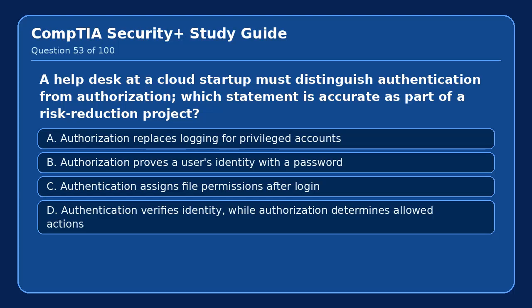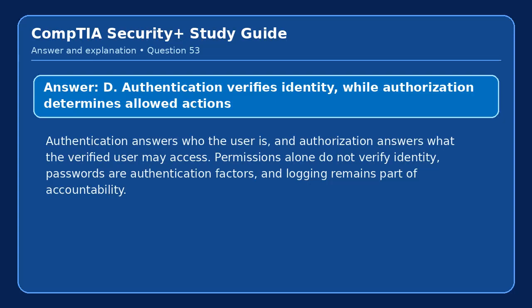Take a moment to choose your answer. The answer is C. Continuously verify identity, device posture, and context before allowing access. Zero trust assumes no implicit trust and evaluates access requests based on verified signals. Network location alone, weaker authentication, and flat segmentation conflict with zero trust principles.